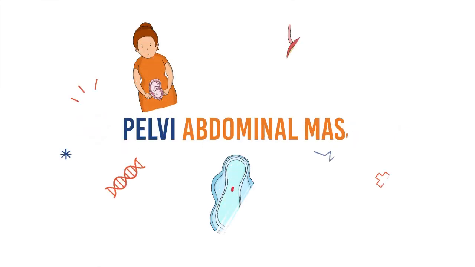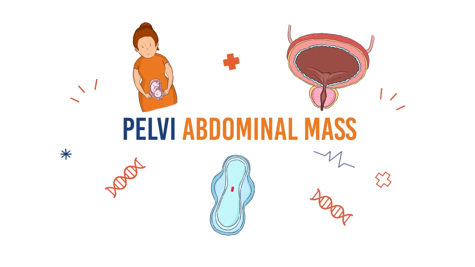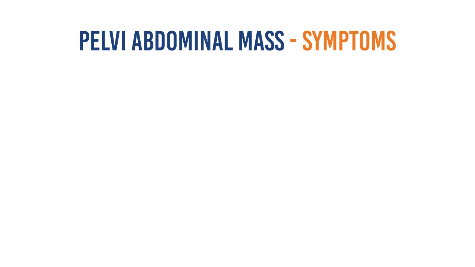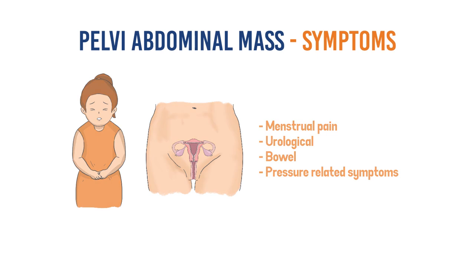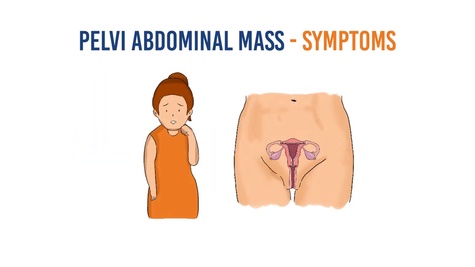Pelvic abdominal mass. A woman with a pelvic abdominal mass can present with various symptoms that can be classified as menstrual, urological, bowel, or pressure-related symptoms. They can also be asymptomatic and diagnosed incidentally.